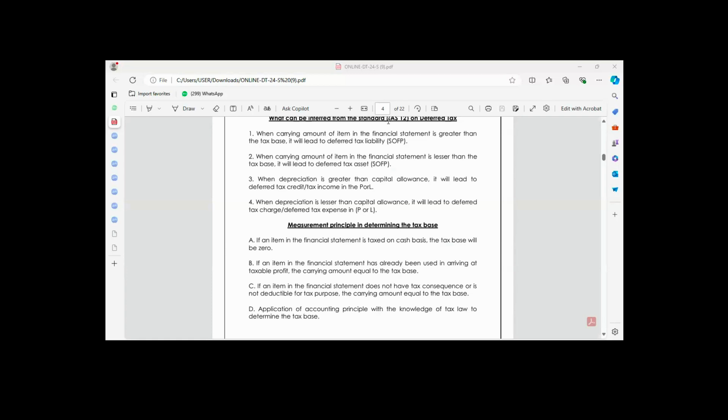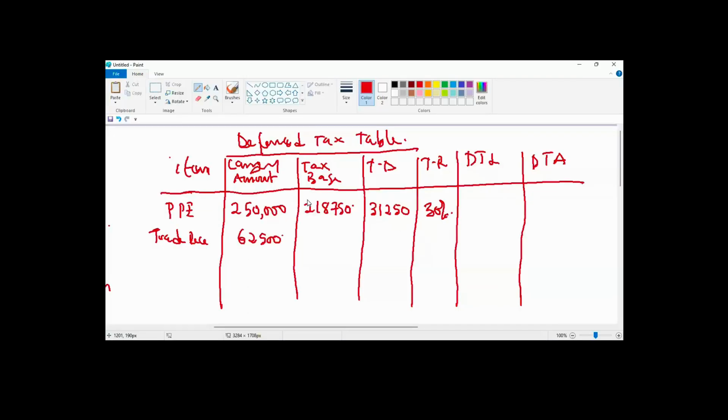Okay, so let's go back to the question. Look at it now. Additional information 1 says the trade receivable balance in the accounts is made up of the following amounts. The balance at the beginning, they give us 6875. They then removed the debt provision, leaving 62,500. To me as an accountant, what is the carrying amount? 62,500. Now I want to do the tax base. I will now look through the eyes of the tax person.